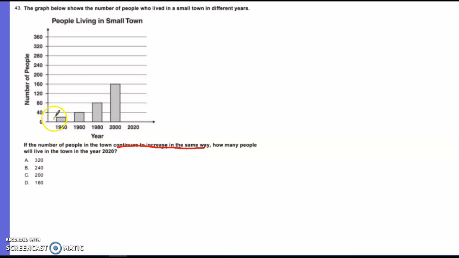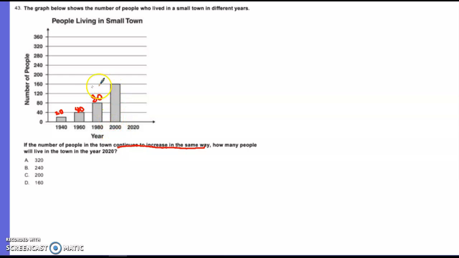So let's look. In 1940, it's halfway between 0 and 40, which tells me that this is at 20. In 1960, it's at 40. Okay, well I know that 20 plus 20 is 40, so it goes up 20. Let's look at this one. In 1980, there were 80 people. Well, if we try to do my same pattern, 20 plus 20 was 40. But if I add another 20 to 40, that only gets me to 60. So that's not the same pattern so far. Let's see what the pattern goes to next.